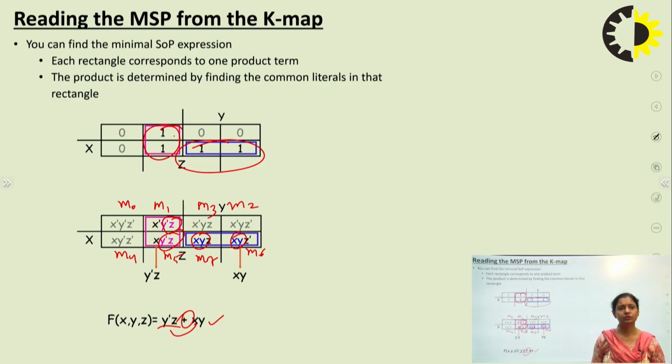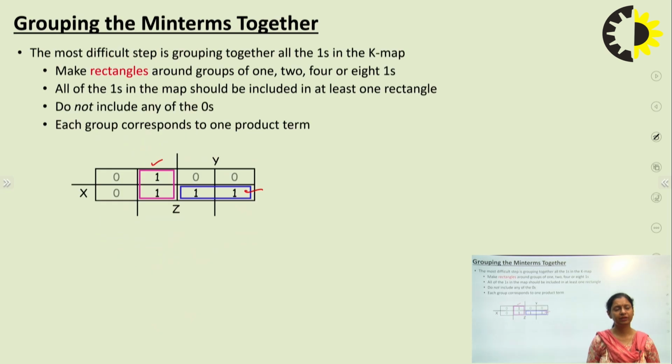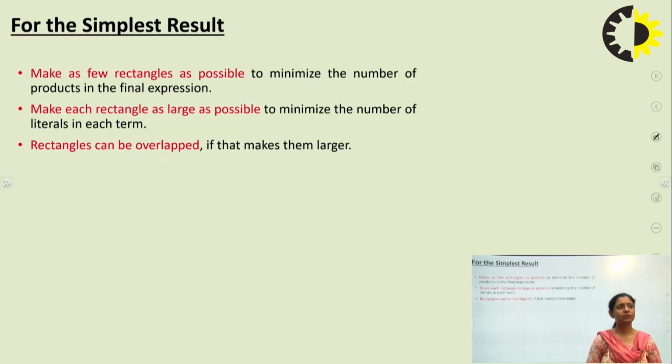We'll see how to solve this. We'll do one example when we are solving it. The next one, the rules say that we should make as few rectangles as possible so that we have the number of products as minimal. Make each rectangle as large as possible to minimize the number of literals. And rectangles can be overlapped if that makes them larger.